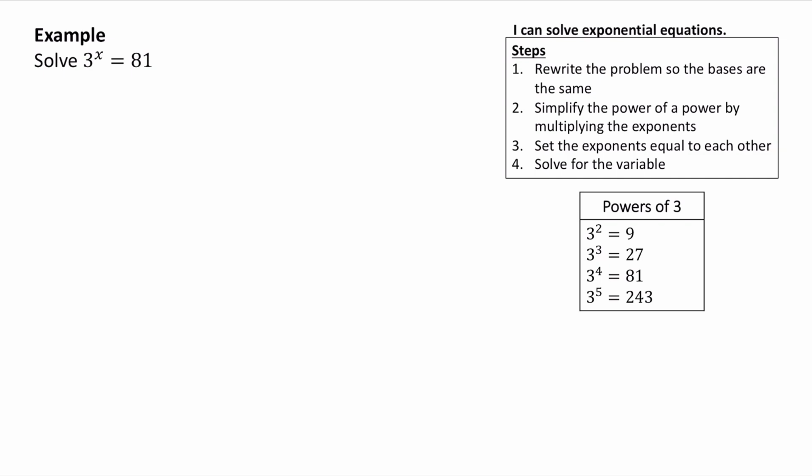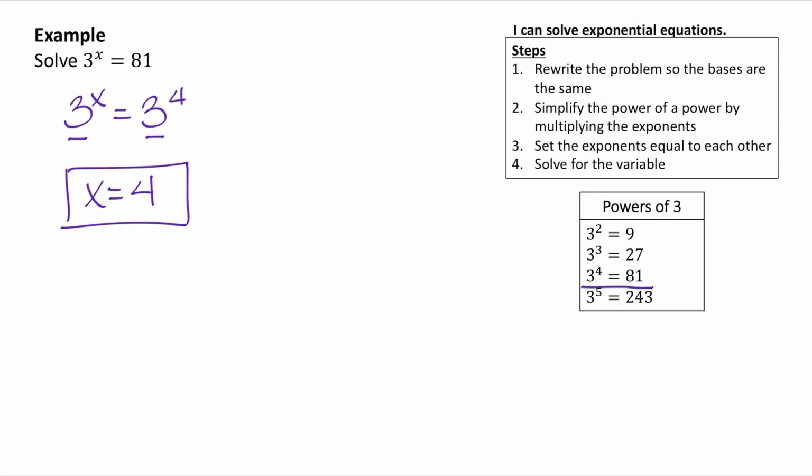So what if we want to solve 3 to the x equals 81? Remember, what we're going to do is look at our squares and powers chart and see where we can find both 3 and 81. Notice that they're both powers of 3. So this 81 I'm going to rewrite as 3 to the 4th. So I have 3 to the x equals 3 to the 4th. Now I have the same base on either side, so I can set the exponents equal to each other. So that gives me x equals 4.